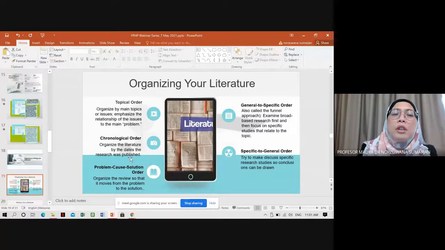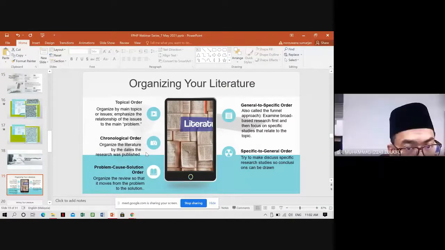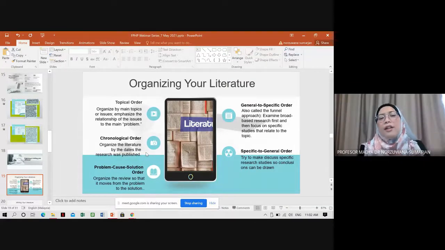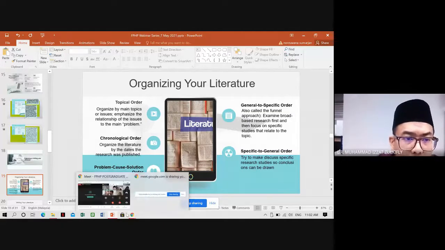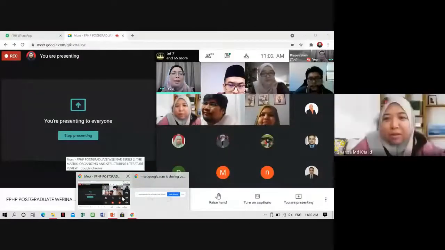You can also organize or arrange your literature according to chronological order. This is again based on the nature of studies. So for arts and histories, most of you will do it according to chronological order. You organize the literature by the dates the research was published, or based on the events that have been done. So far okay or not? So far so good? Okay, Doctor.